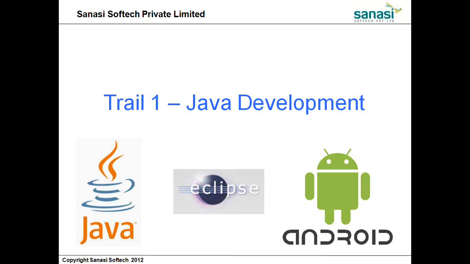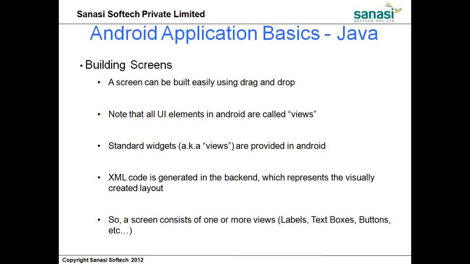Now let's start with the first trail. This is going to be a quick look at how to build a very simple application in Java. Obviously for this we are going to need the Eclipse IDE and we need to have the JDK installed. So assuming all that is done, let's get started. If you want to build an application in Java, what is it that you need to do? Well, obviously your application must have at least one screen, and that screen might have some UI elements like buttons, checkboxes, radio buttons, and so on.